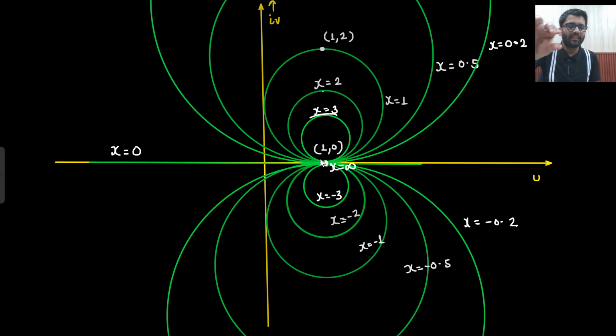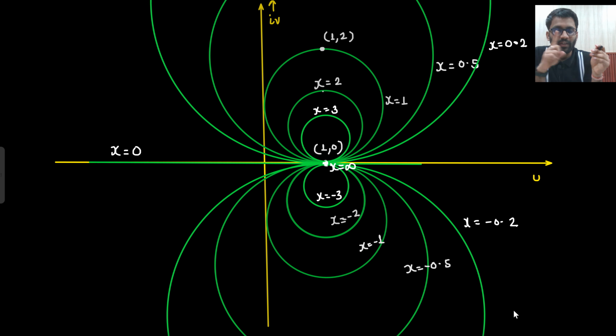If x is equal to 3, then this circle. If x is equal to 2, then this circle. If x equals to 1, then this circle. X equals to 0.5, bigger. 0.2, bigger. 0, bigger. Similarly downward as well. Minus 3, minus 2, minus 1, minus 0.5. So this is the circle.